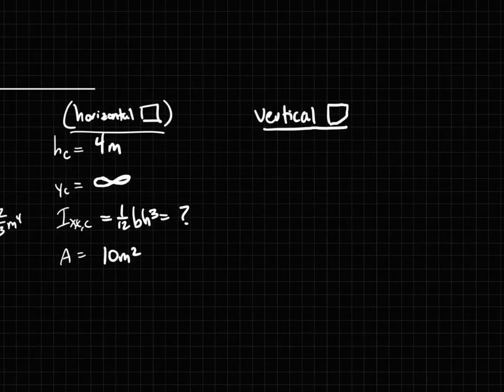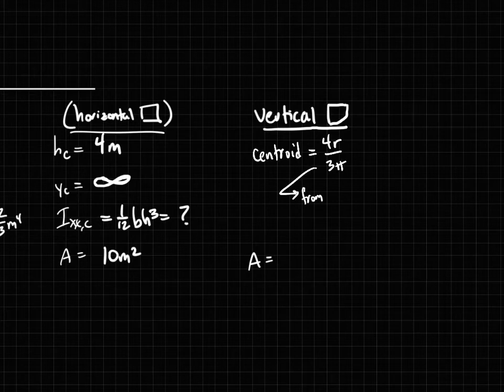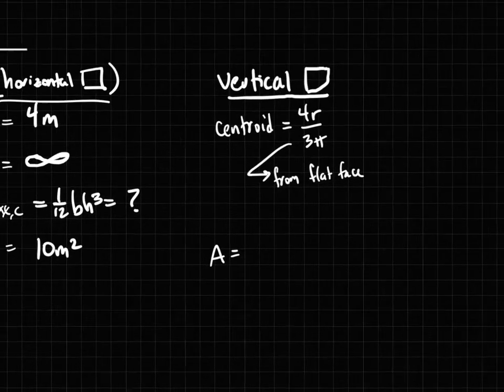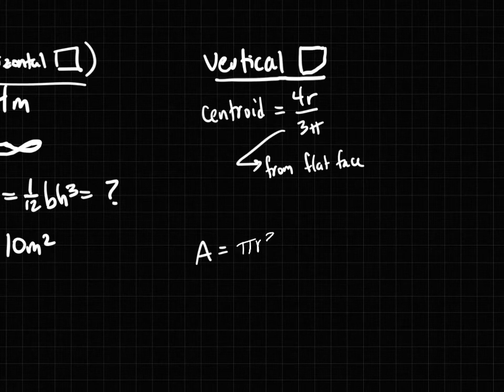So we'll do two things. We'll do the area, and I'm just going to call this the centroid. I'm not going to call it the HC because I don't really want to do that. So using your textbook, you will get that the centroid is 4r over 3 pi, and this is from the flat face. And the area, of course, is the area of a circle, pi r squared, divided by 4. So I'm just going to plug and chug that right now off camera to save time.